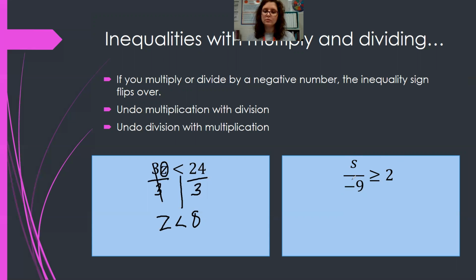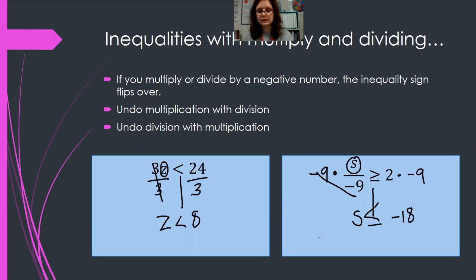Our next one, S over negative 9 is greater than or equal to 2. This is division. We undo division with multiplication. They cancel. S is greater than or equal to 2 times negative 9, which is negative 18. But we have to remember that we've multiplied by a negative, so that sign will flip over and become a less than sign. So S is less than or equal to negative 18.